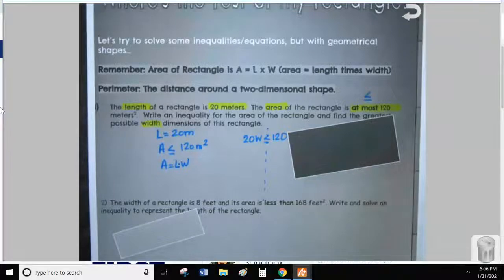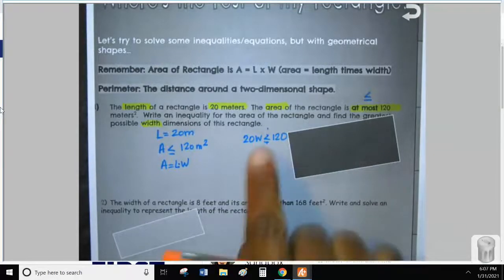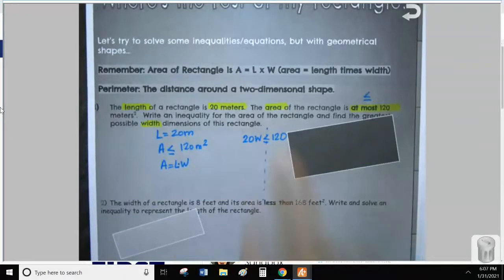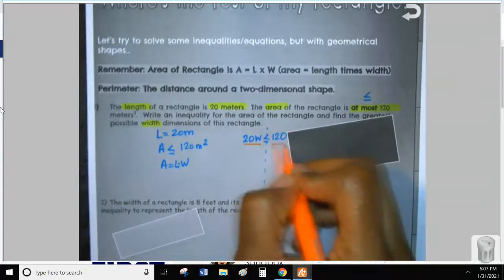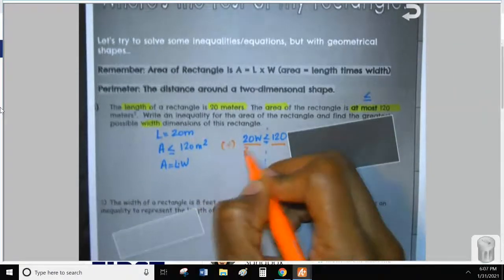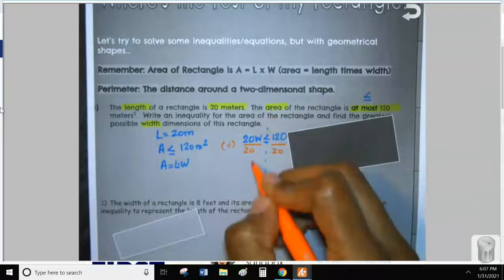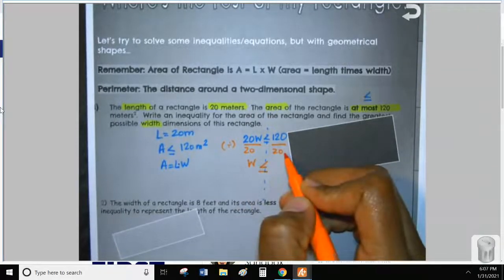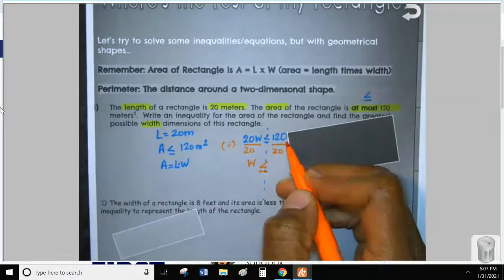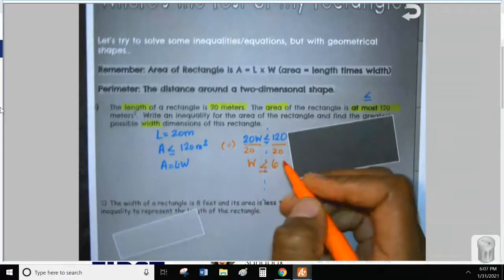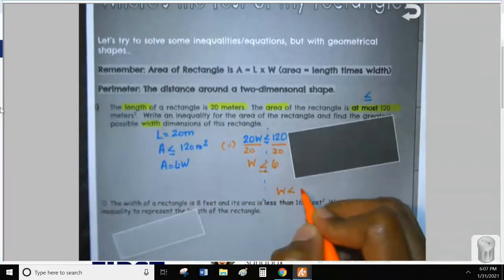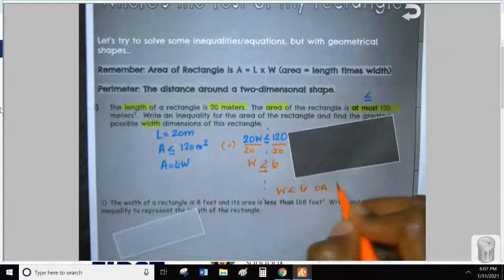So as always, I'm going to put my dotted line. I don't see a plus sign, a subtraction sign, or a division sign. So I know that 20 is being multiplied times W. To get W alone, I have to divide both sides by 20. We're left with 1W less than or equal to, and 20 will go into 120 6 times. So what does that mean? That means W has to be less than 6 or W can be equal to 6.